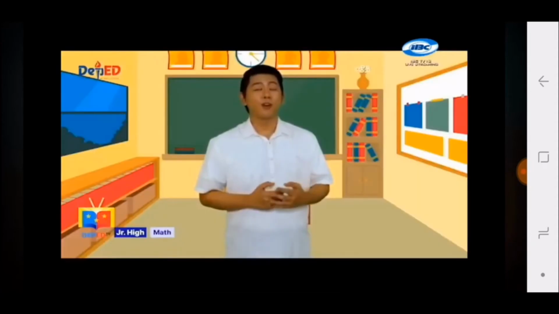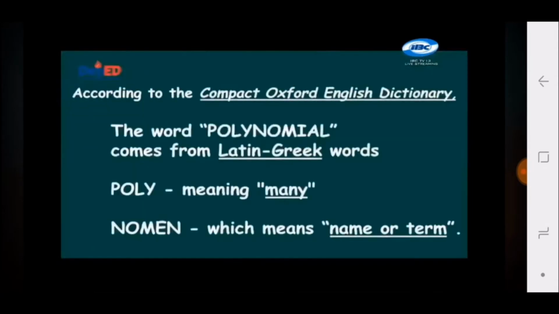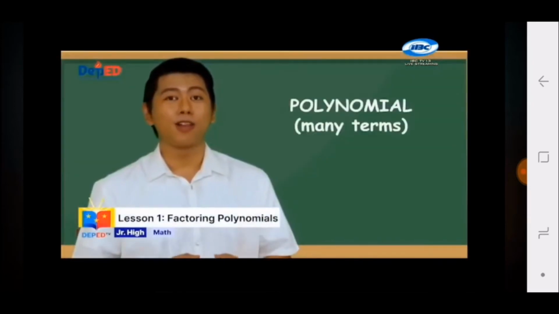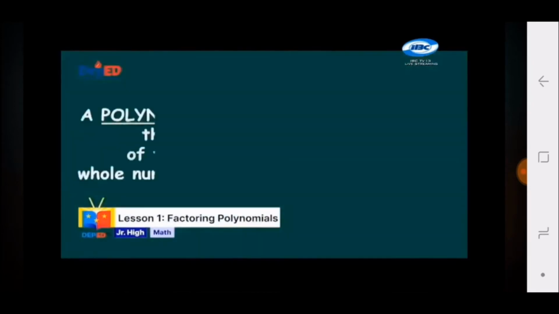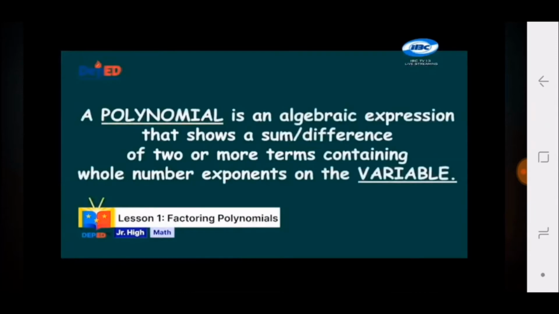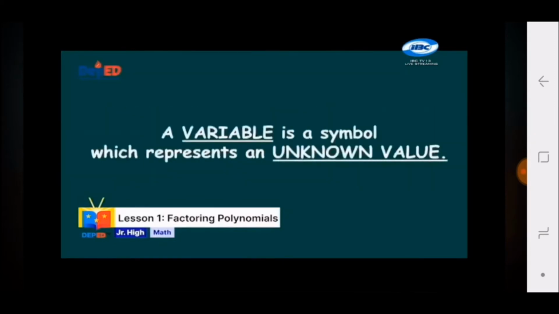Let us review the following terms. According to the Compact Oxford English Dictionary, the word polynomial comes from the Latin and Greek words poly, meaning many, and nomen, which means name or term. Therefore, polynomial means many terms. A polynomial is an algebraic expression that shows a sum or difference of two or more terms containing whole number exponents on the variable. A variable is a symbol which represents an unknown value.